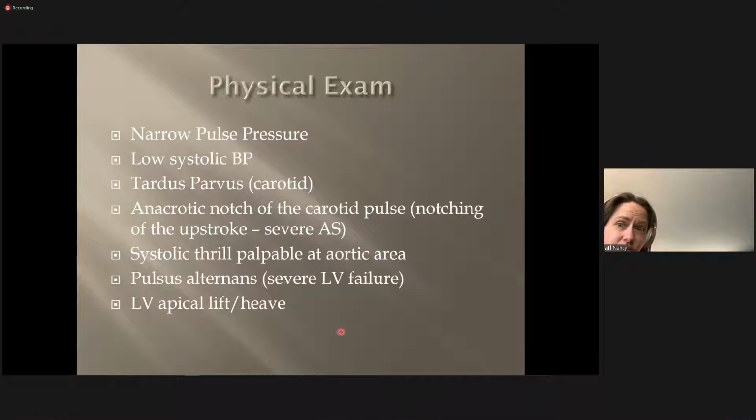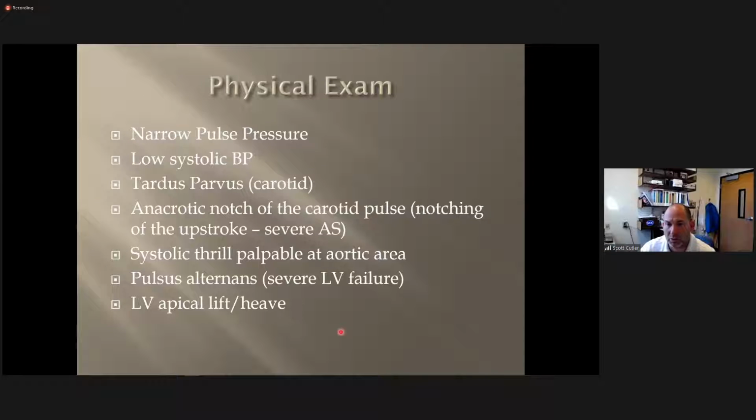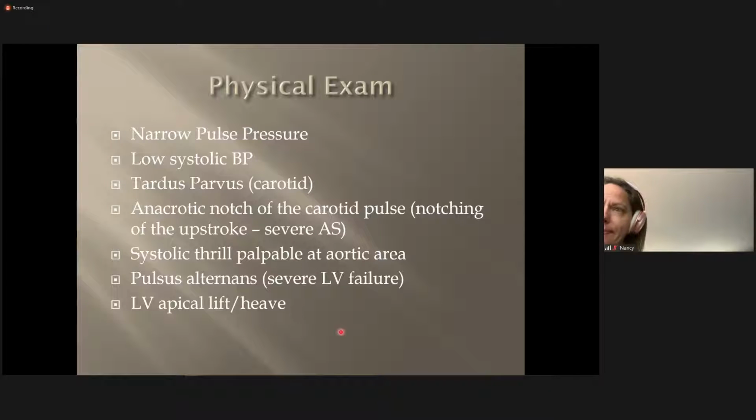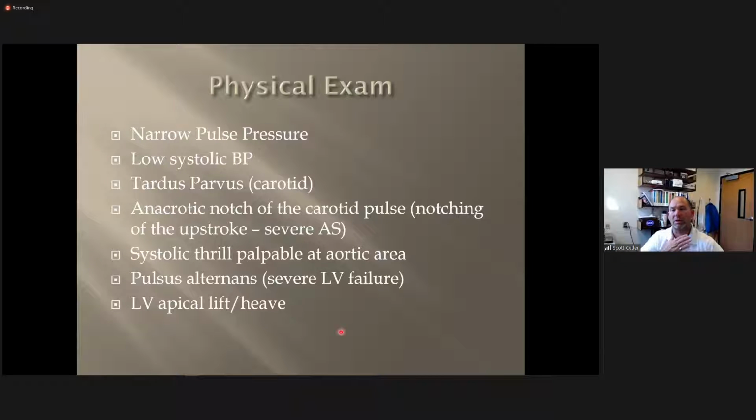Turbulence, is that what you're asking? Yep, and turbulence causes what? More bruit. A bruit is a vibration. So when we palpate a systolic thrill on the aortic area, you can feel that bruit. It's essentially causing a bruit. It's no different than any other stenosis.